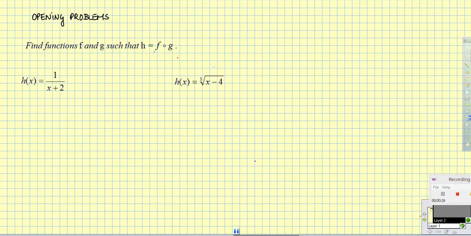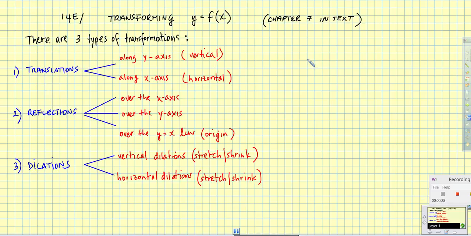Now, this new section that we are entering is section 14E in your textbook. The whole section of 14E is basically chapter 7 in your textbook, so we're basically inserting a chapter inside of another chapter. Inside of chapter 14 we're now doing chapter 7, looking at the three different types of transformations: translations, reflections, and dilations.